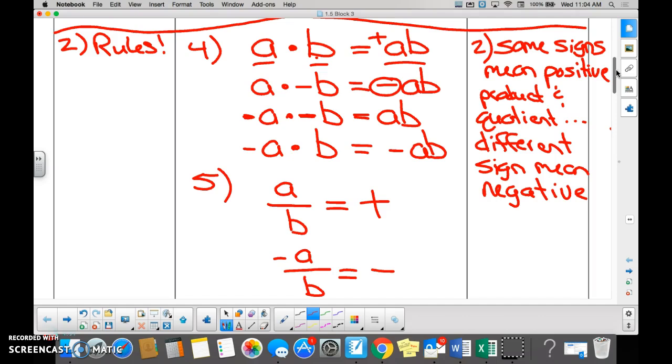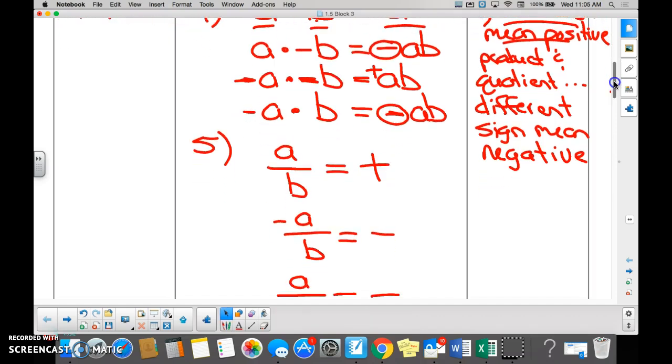What is a negative A times a negative B? A positive AB. Even though we didn't write it, it's a positive AB. And what is a negative A times a positive B? A negative AB. So we realized here, if you look at the cheat sheet, that if you have the same signs, you're going to have a positive product. If you have different signs, you're going to have a negative product.